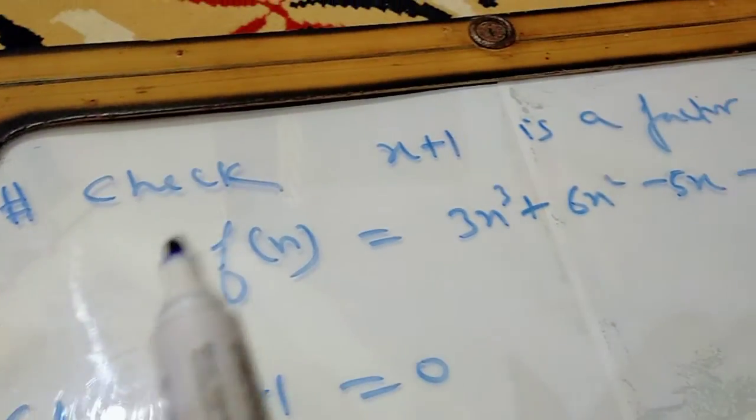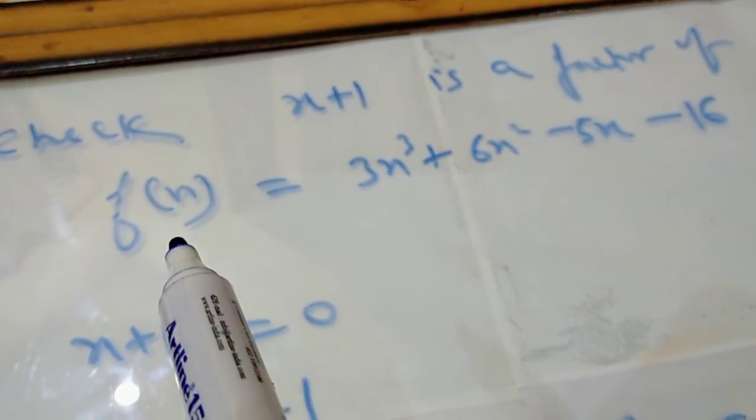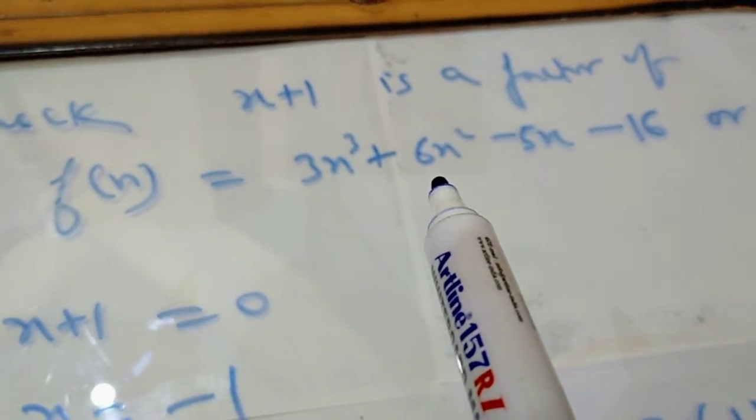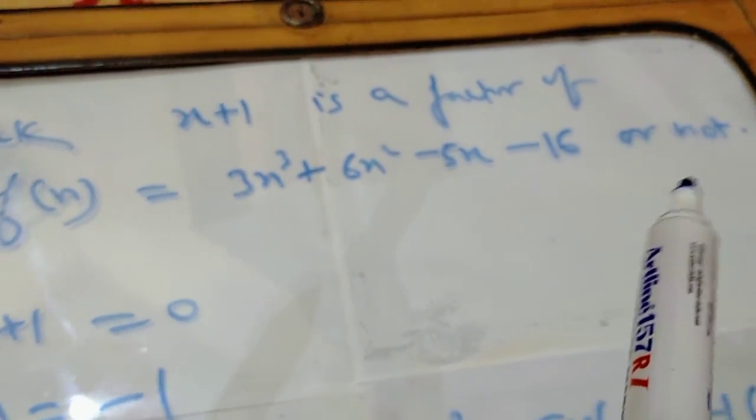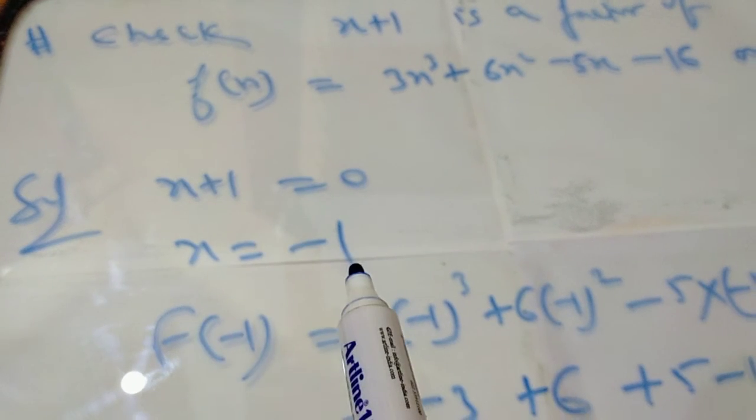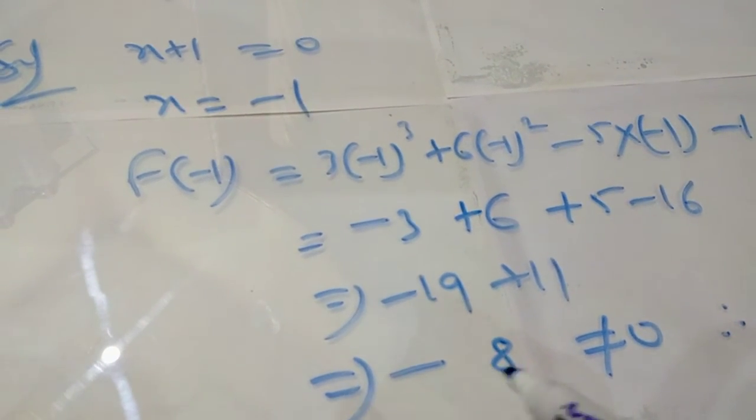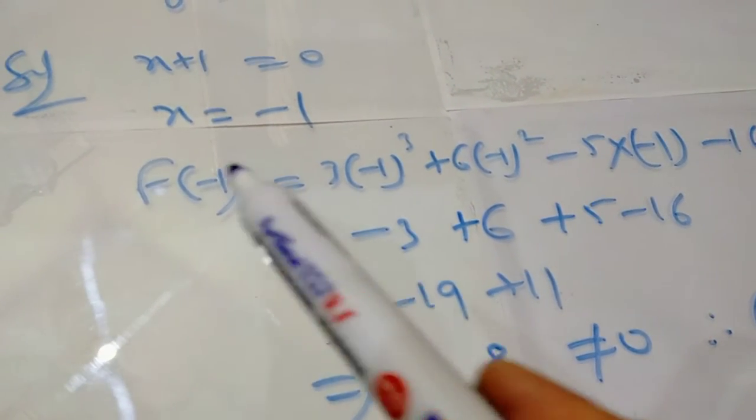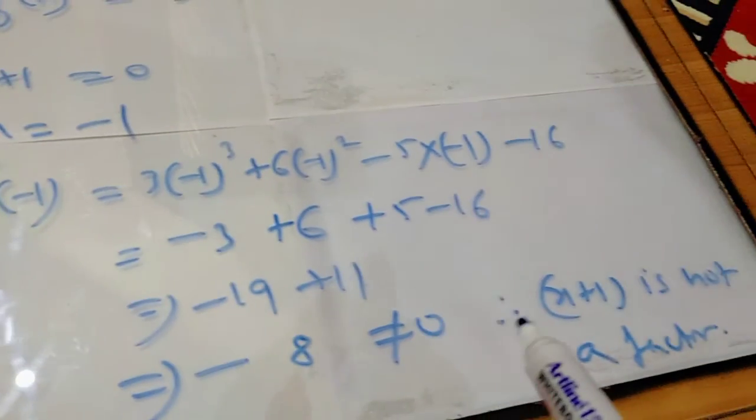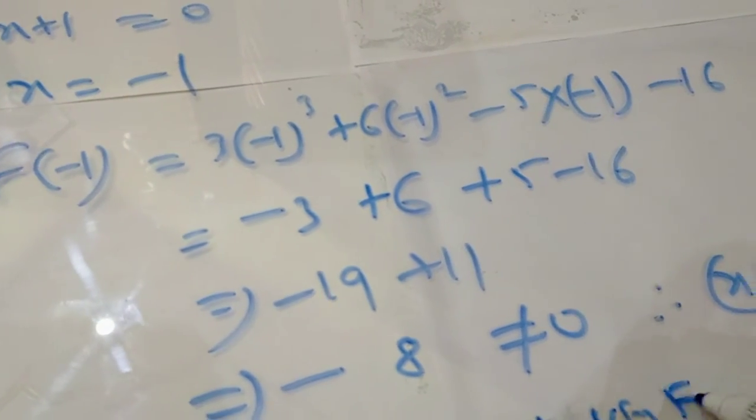Students, take one more example. In this example we have to check whether x plus 1 is a factor of the given polynomial f(x) is equal to 3x cube plus 6x square minus 5x minus 16 or not. So x plus 1 equal to 0, so the value of x is minus 1. The remainder is coming minus 8. This minus 8 is not equal to 0, therefore we can say the remainder is not 0. If the remainder is not 0, then x plus 1 is not a factor by using the factor theorem.